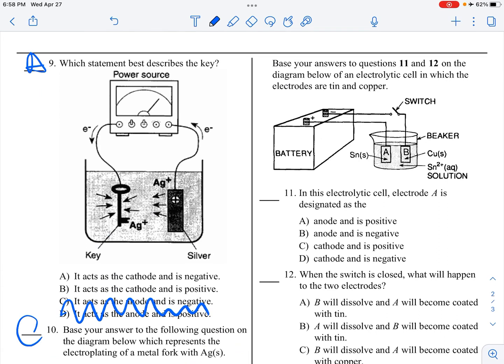All right, 11 and 12. And we got a battery, we got tin, and we've got copper, and we got a switch and all that kind of stuff.